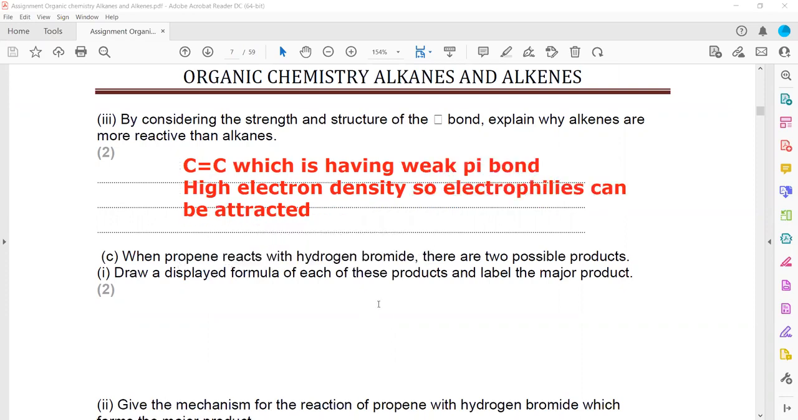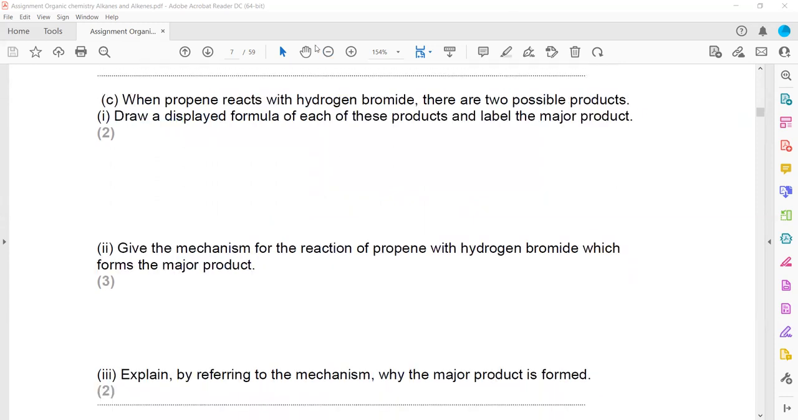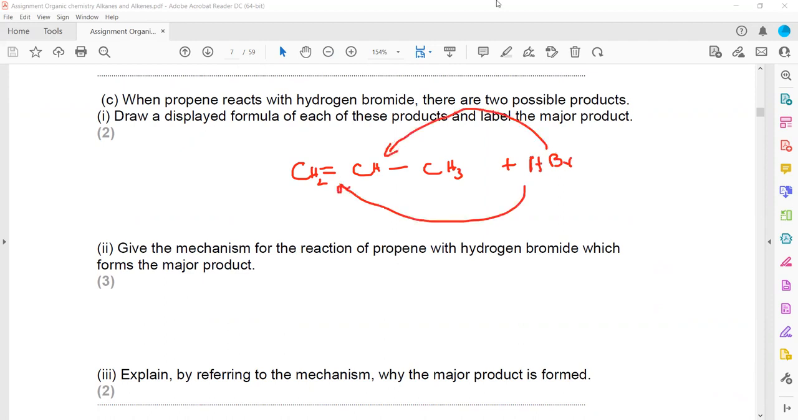When propene reacts with hydrogen bromide, there are two possible products. Draw a displayed formula of each of these products and label the major product. So we just have to draw the final product when propene reacts with hydrogen bromide. What are the possibilities? If I draw the structure of propene, this is propene. If it is reacting with hydrogen bromide, HBr, hydrogen might attach to the first carbon and bromine to the second, or hydrogen might attach to the second carbon and bromine to the first.